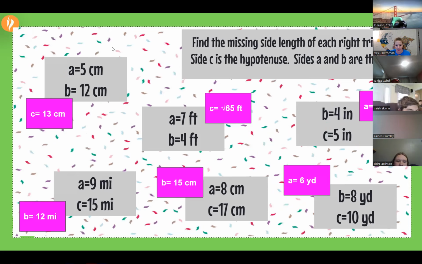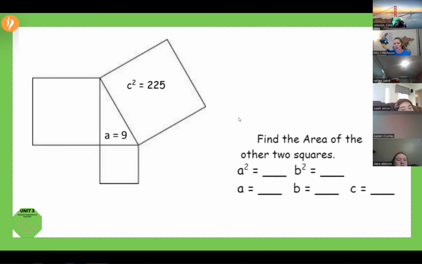Oh, and see how this one was left under a radical, square root of 65, and the rest of them were all whole numbers. So when it's not a perfect square, you can leave it under the radical, or you'll have to round, and the directions will tell you where to round to. You know, round to the third number, or whatever number.